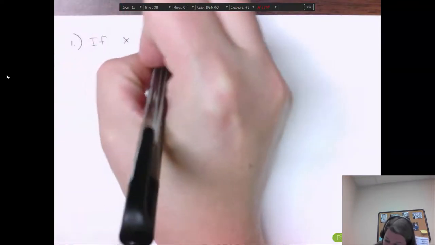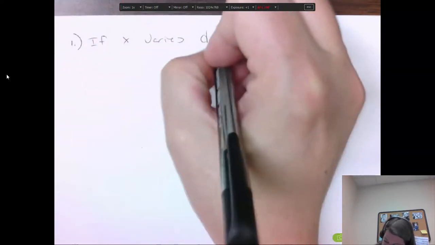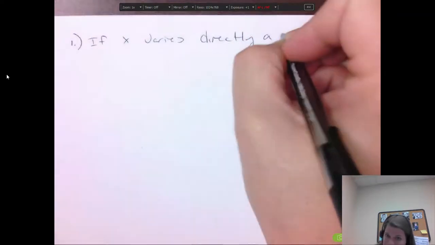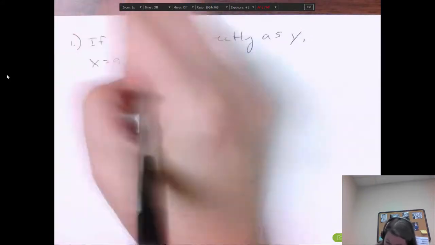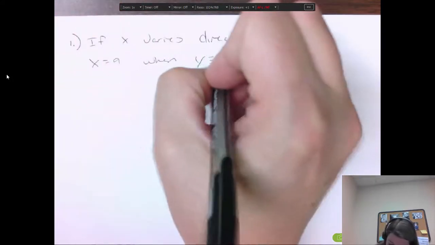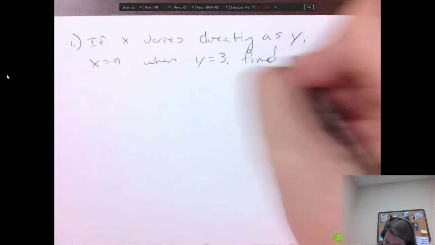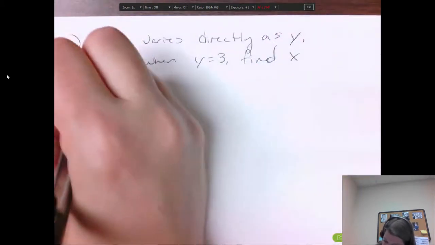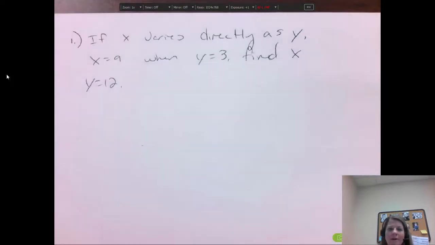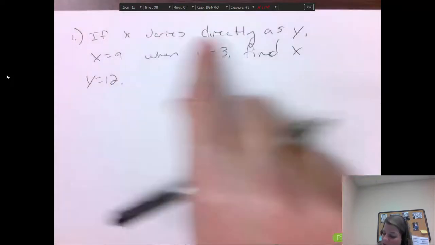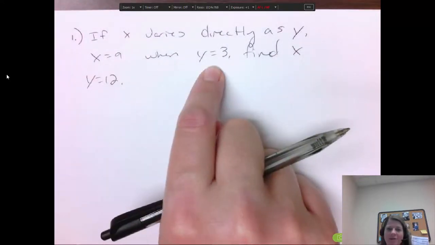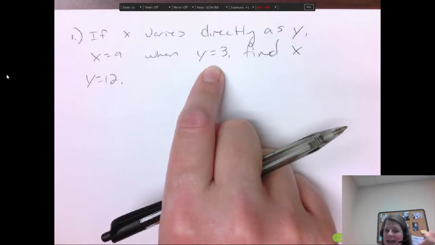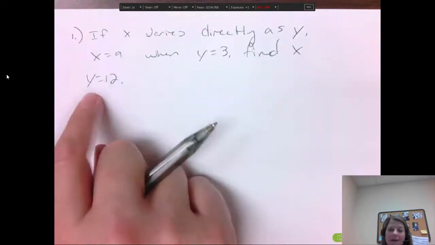So what if our problem is: x varies directly as y, and x equals 9 when y equals 3. Find x when y equals 12. Okay, so if x varies directly as y, so there's our formula idea. X equals 9 when y is 3. There's our example that we use to find k. And then we're going to find the actual answer.